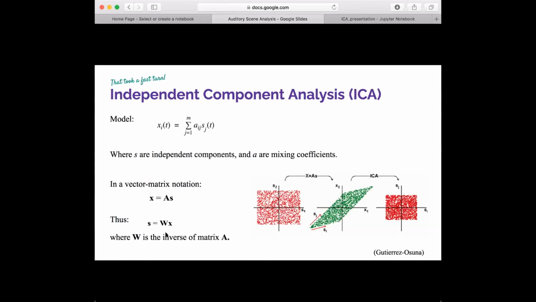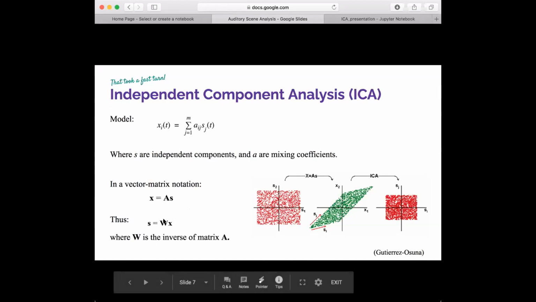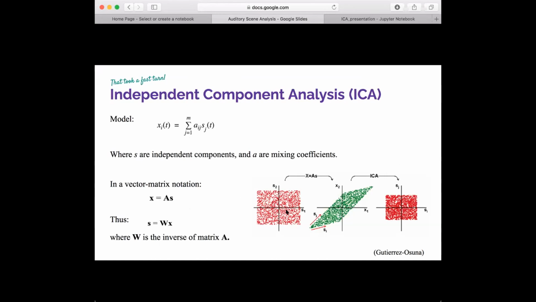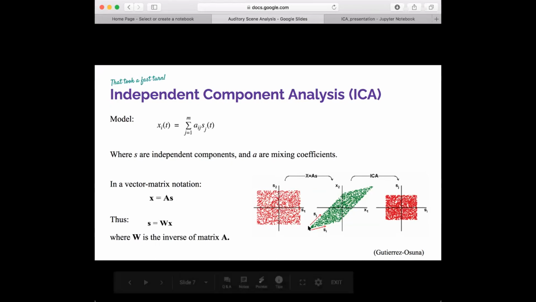And our goal is then to find a demixing matrix W, which is the inverse of the mixing matrix A. So to put it briefly, if we assume that a matrix A has transformed our original data, we want to find the inverse of this transformation to get a scalar approximation of the original sources.